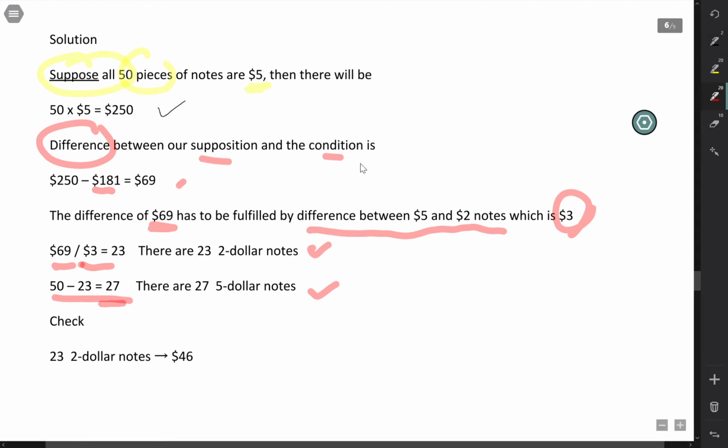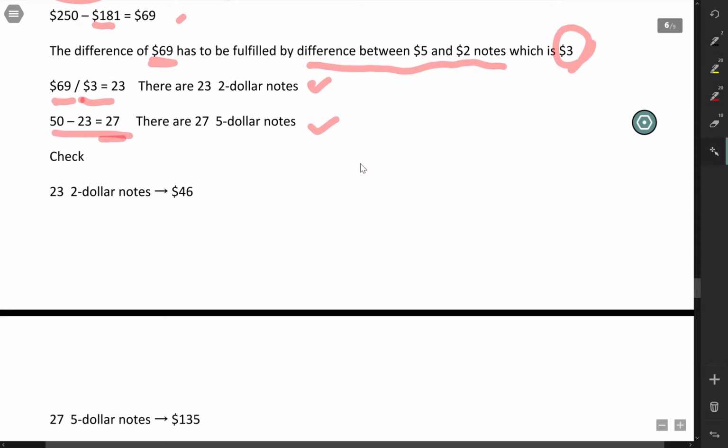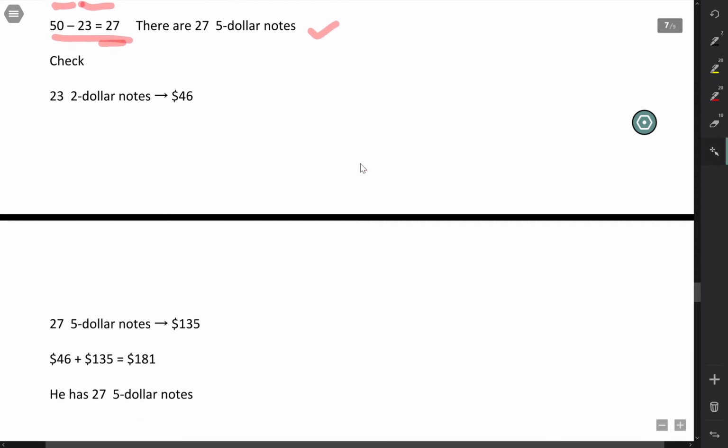So next thing you do is to check. So we check, so the 23 $2 notes will give you $46 here, and 27 $5 notes will give you $135, and total you get 181. Okay, so altogether he has 27. That's what the question is looking for.